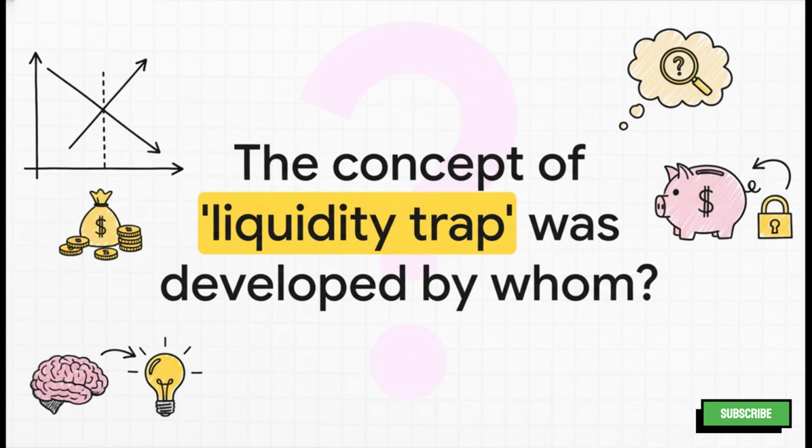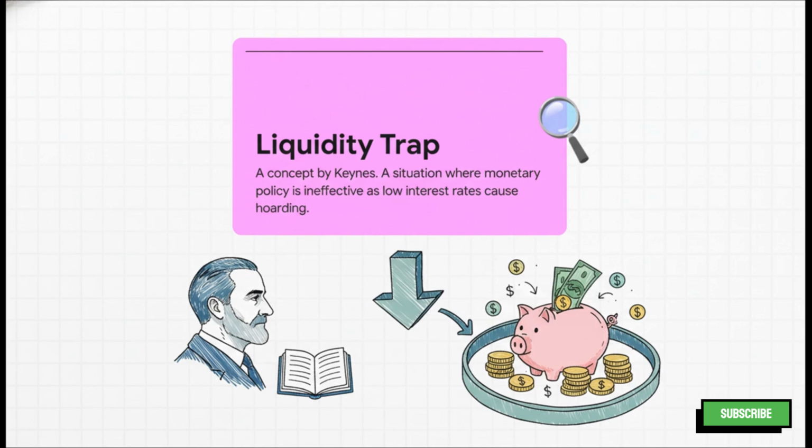Okay, another big-name concept here. Who came up with the idea of the liquidity trap? Of course, that would be the one and only John Maynard Keynes. The liquidity trap is a really interesting idea. It's a situation where interest rates are already so incredibly low that lowering them even more doesn't do anything. People just choose to hold onto their cash instead of investing it, which means that money gets trapped and the central bank's main tool becomes totally ineffective.